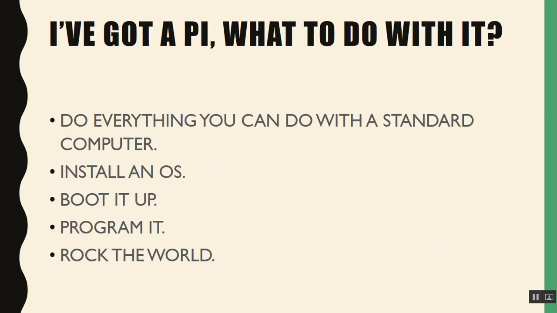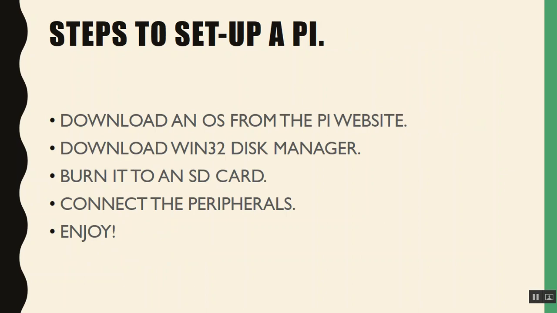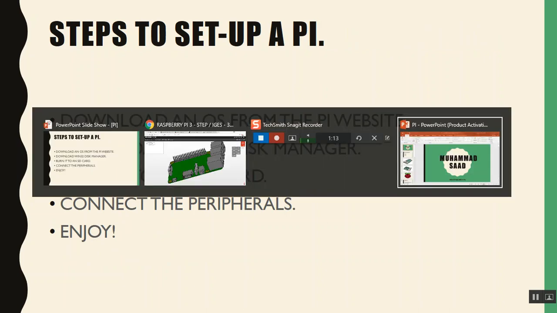So let's move ahead. Okay, I've got a Pi. What do I do with it? It doesn't come with an OS pre-installed on it. You have to do something to install an OS. Once the OS is installed, it boots up like a normal computer, and you can do everything you can do with a normal computer. How to set up the Pi? Let's have a look at it. I'll move back to the browser for this purpose.